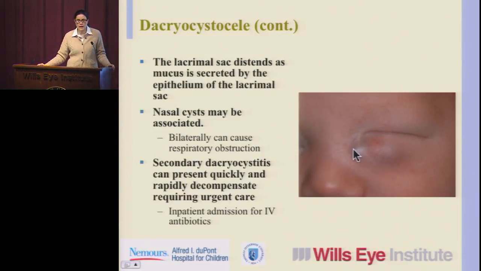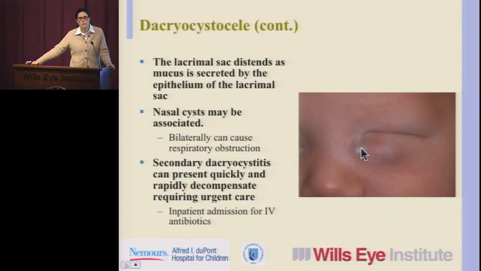In general, what tends to happen when you decompress them here is that you've opened up the system up top. And so there's a method of exit for the material. And then I instruct the families to continue to decompress it at home and also try to do some massage to see if we can pop it open on the bottom as well.